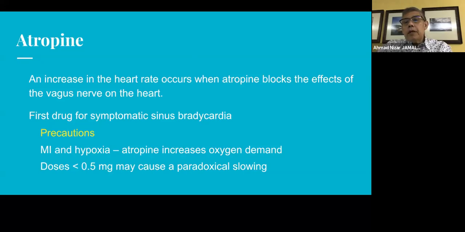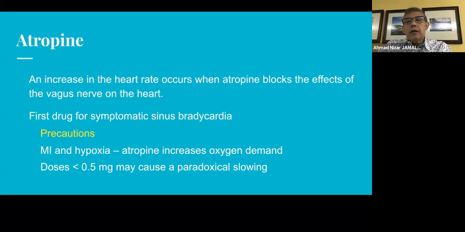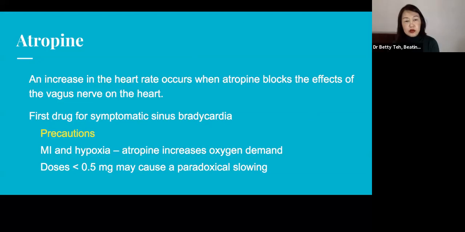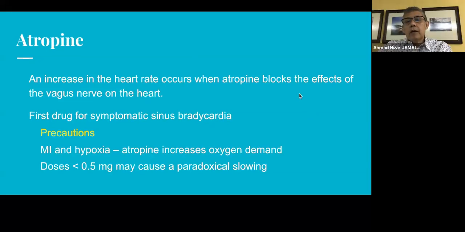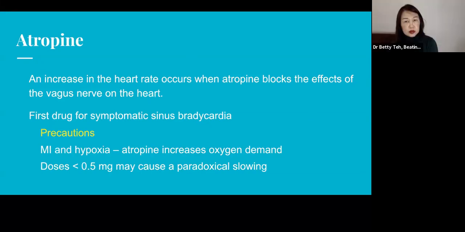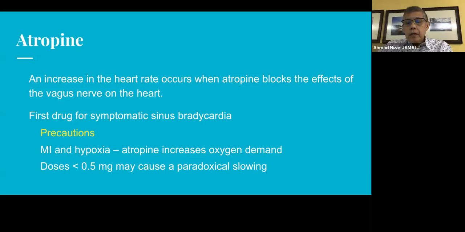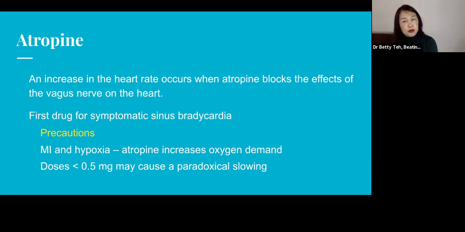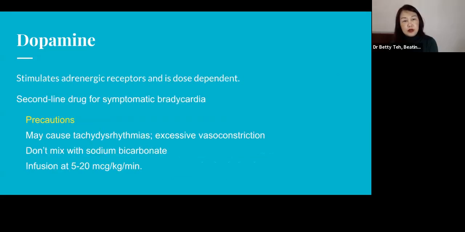Right. The effect of atropine doesn't last very long. So if you need to sustain the effect of the increased heart rate, then you may need infusion of dopamine or adrenaline. The dose of atropine is 0.5 milligram every 3 to 5 minutes, and the maximum dose is 3 milligrams. Next slide.